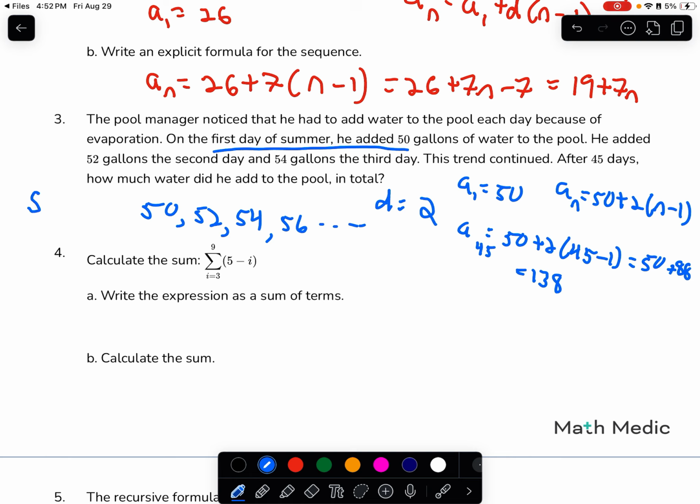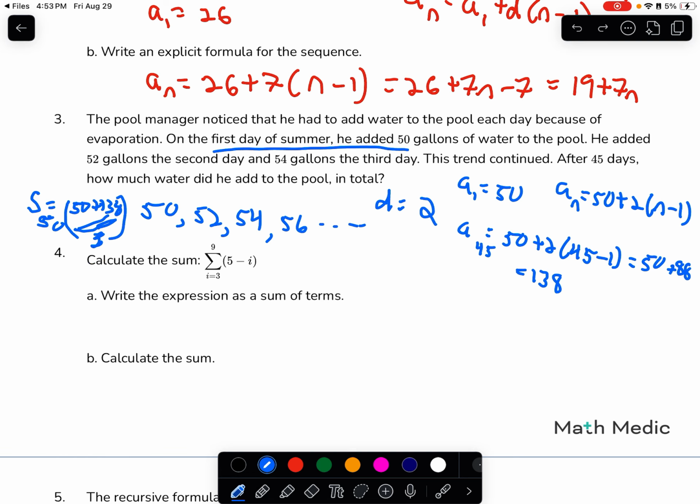S of 50 is going to equal the average of the first term and the last, 50 plus 138, divided by 2, it's an average. Okay, multiplied by the number of terms. And since it's the first 50, n is 50.